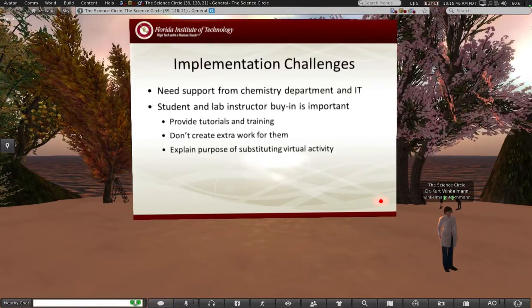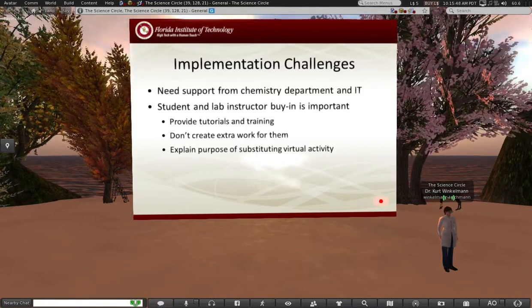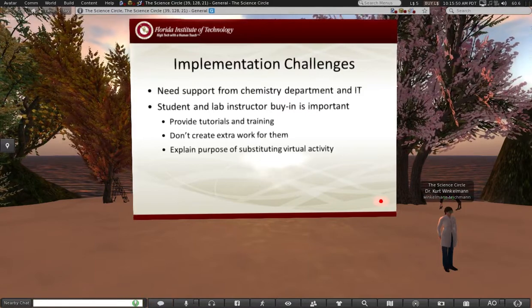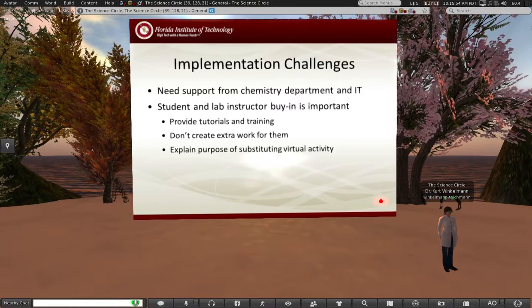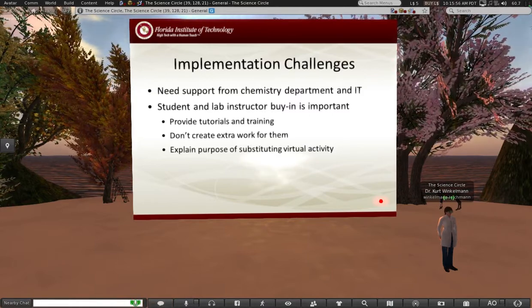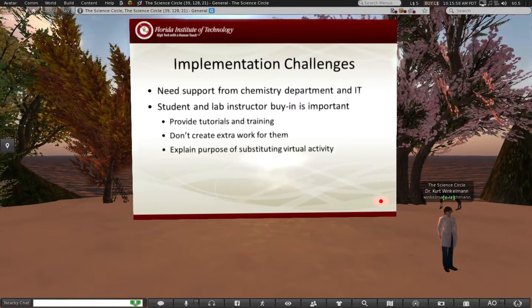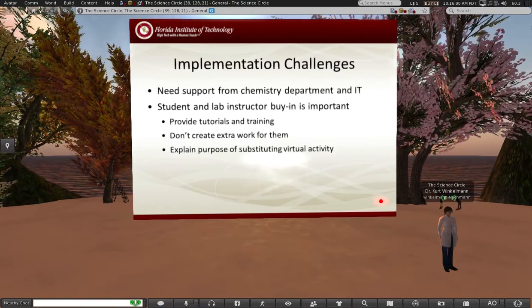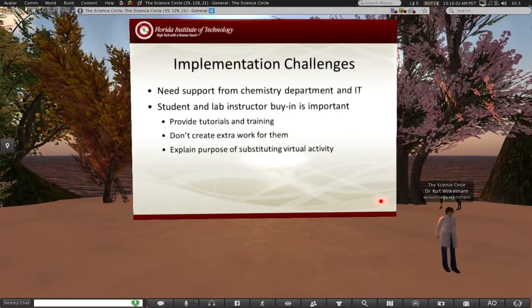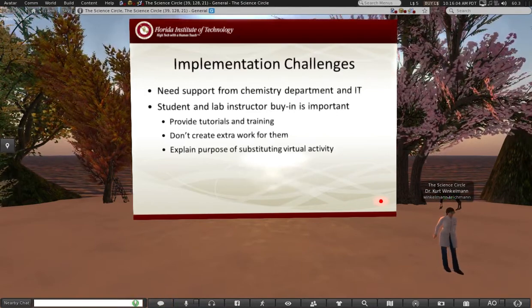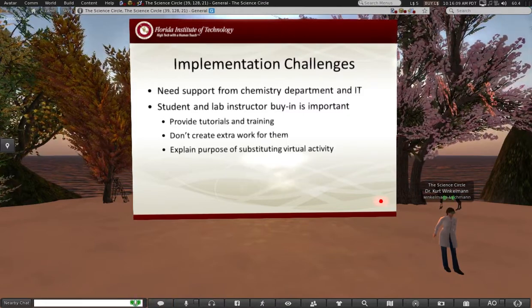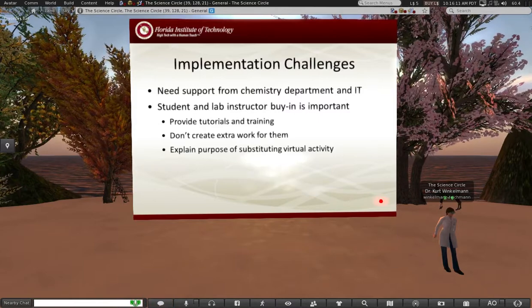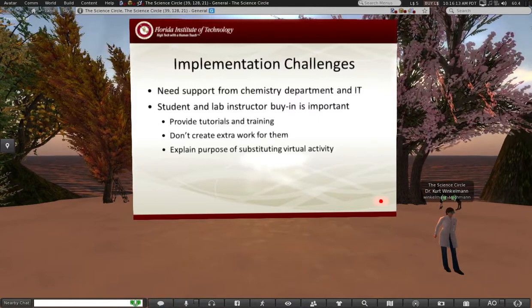So the developers were actually great. We did run into some implementation challenges. There's a need for full support from the academic department that's offering this, in our case chemistry, and the IT department. The students and lab instructor buy-in is also important. We found this out kind of the hard way.